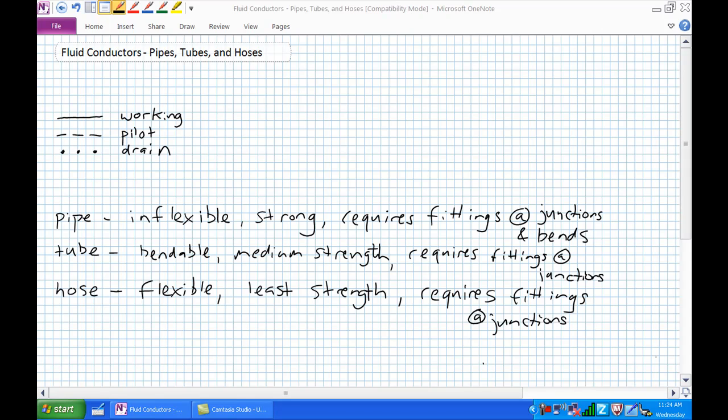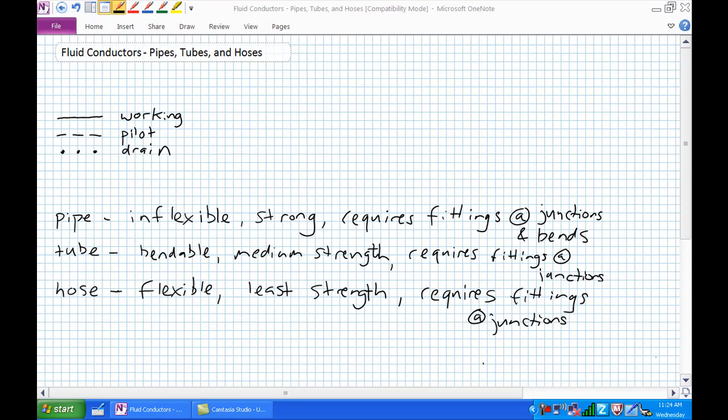Today we're going to have a discussion about various fluid conductors, namely pipes, tubes, and hoses. Because we all know by now that a couple valves just sitting there on a floor next to a pump, next to a hydraulic actuator is going to do nothing unless we actually deliver the fluid there in a safe, controlled manner. And how you do that is with pipes, tubes, and hoses.